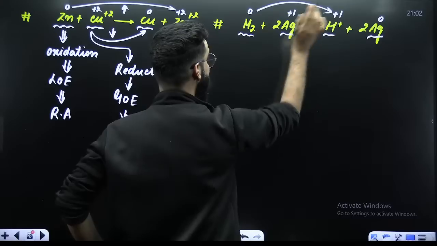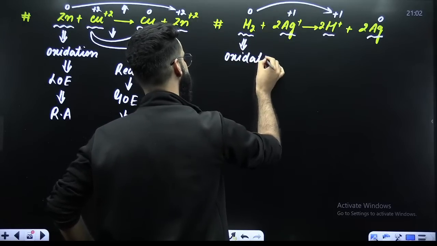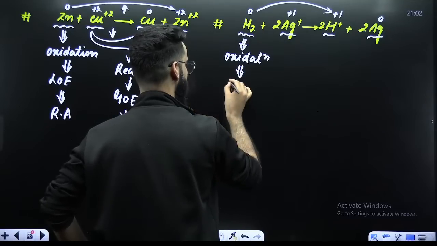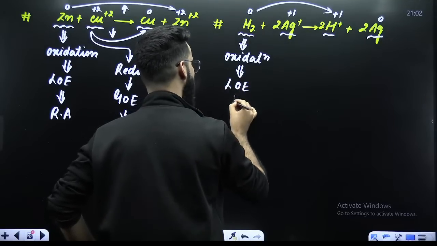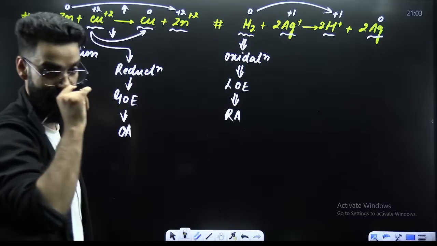Now, hydrogen, 0 to +1, is an increase in the oxidation state. Increase in the oxidation state is something which we call oxidation. So this H2 is undergoing oxidation. If H2 is undergoing oxidation, it will be losing electrons. The one that undergoes oxidation, that's what we call a reducing agent. So H2 is behaving like the reducing agent.